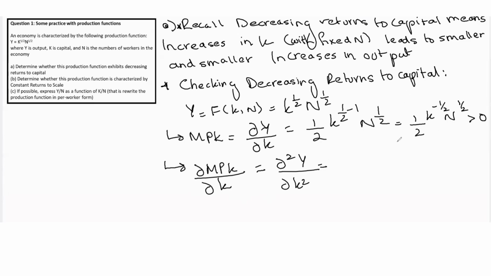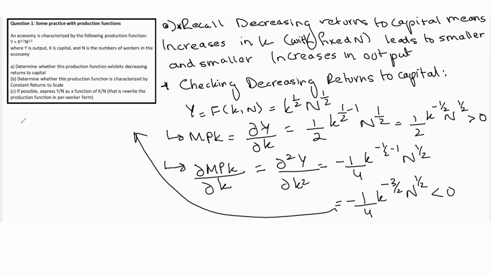Again, we'll apply the power rule here because when we're differentiating with respect to K, we're treating N as a constant. So we'll take the power down. It becomes -1/2 times 1/2, which is -1/4. K becomes the power -1/2 minus 1, and N^(1/2). So this becomes -1/4 K^(-3/2) N^(1/2), and this is less than 0.